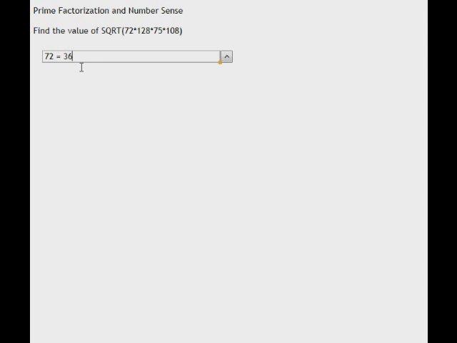We know 72 is equal to 36 times 2, which is equal to 18 times 2 times 2, which is equal to 9 times 2 times 2 times 2, which is equal to 3 times 3 times 2 times 2 times 2. So we factored down 72. Let's factor down 128, which is equal to 64 times 2, which is equal to 8 times 8 times 2.